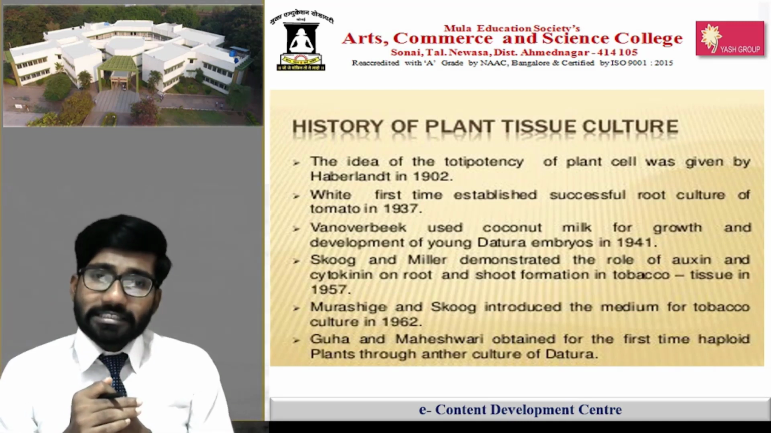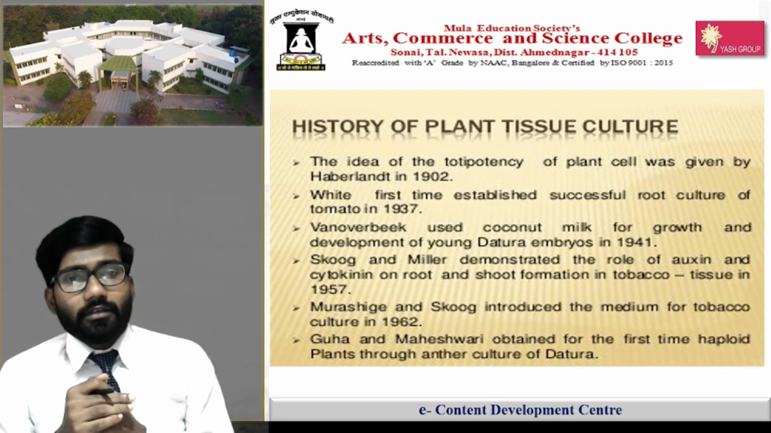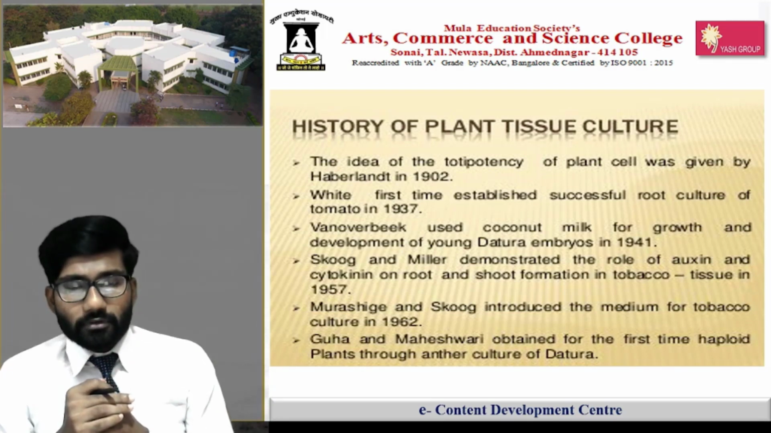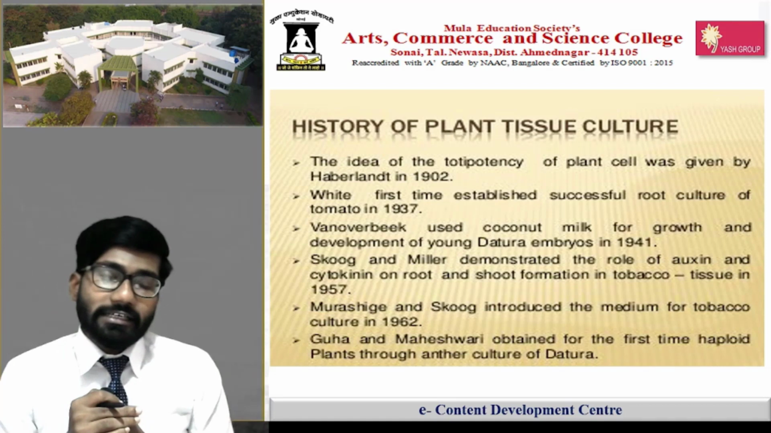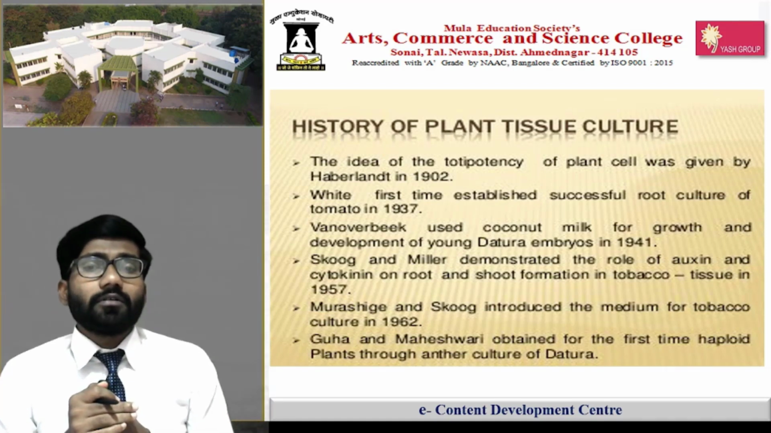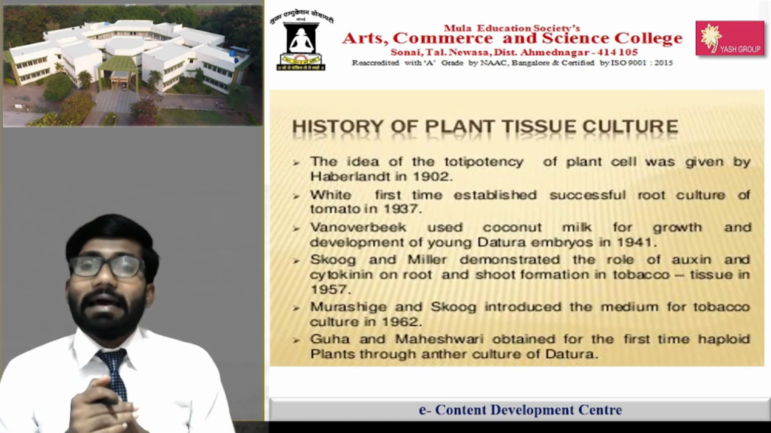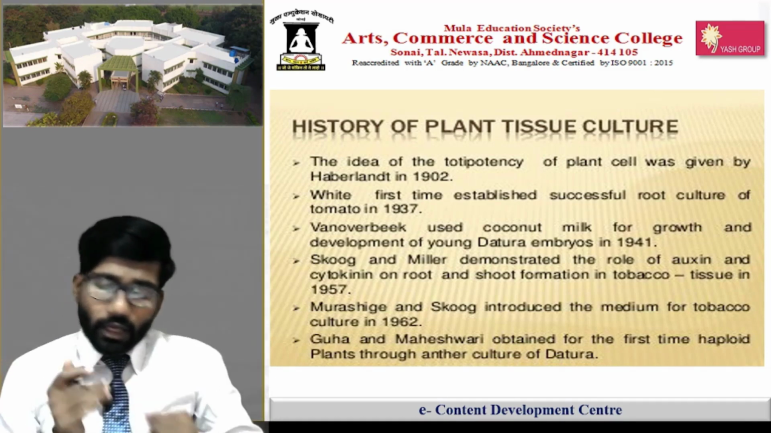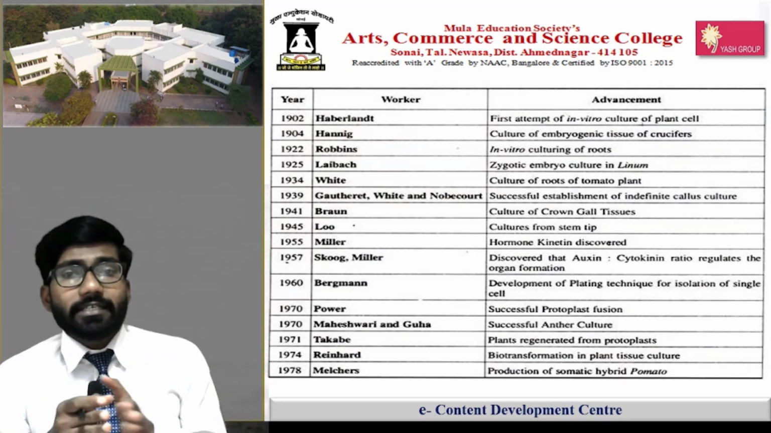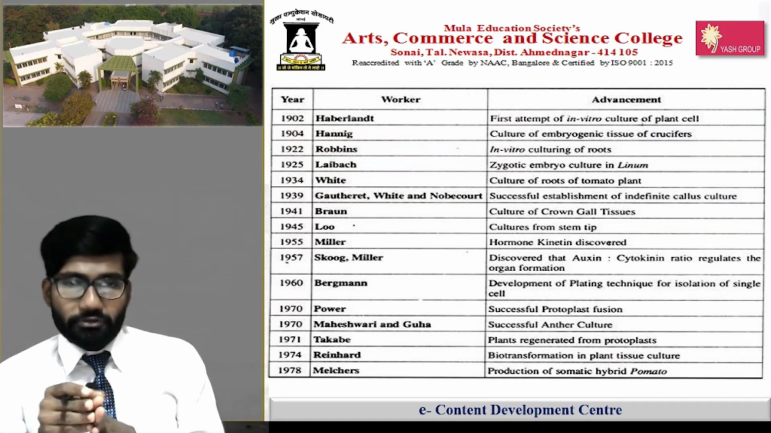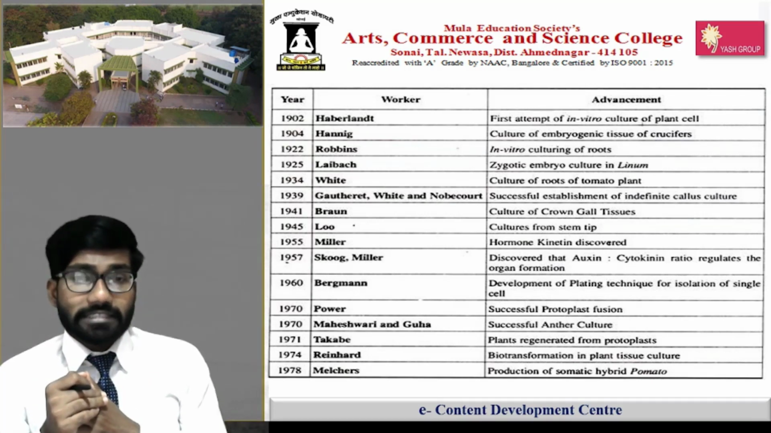After Skoog and Miller, Murashige and Skoog introduced the medium for tomato culture in 1960. The first trial by Murashige and Skoog on a nutrient medium for tomato culture was in 1962. After Murashige and Skoog, Guha and Maheshwari obtained for the first time haploid plants through anther culture of Datura. In this slide, I have mentioned the year, worker and advancement in plant tissue culture. So one by one we can discuss these scientists' work.